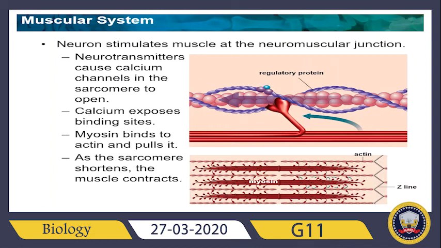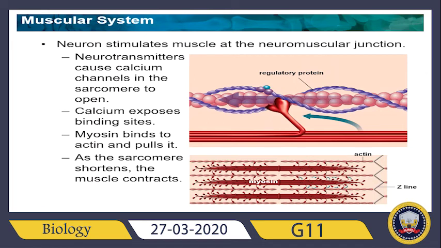Okay, so this is the junction, the site where the actin connects to the myosin. There's a regulatory protein which causes the calcium channels to open. Calcium will expose binding sites. Myosin binds to actin and pulls it. As the sarcomere shortens, the muscle contracts. Okay? This is how the contraction happens, guys.